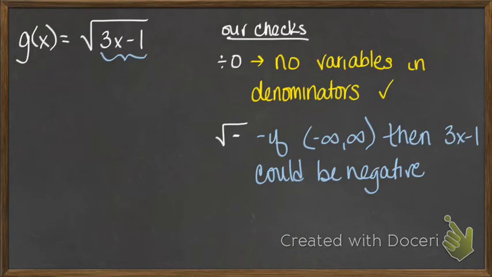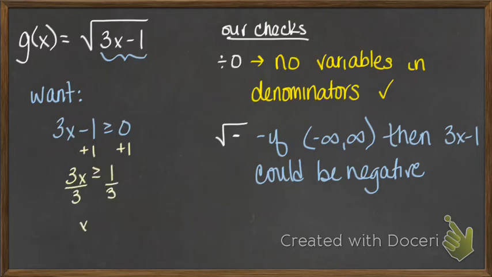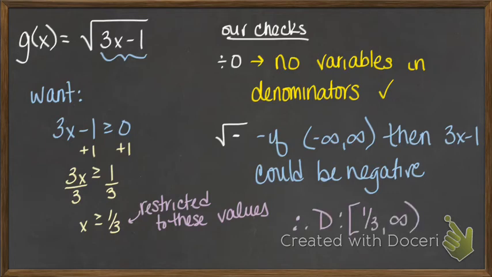If we were to allow all real numbers for values of x, at some point 3x minus 1 could equal a negative value. So we need to restrict it so that we don't get negative values, which means we want 3x minus 1 to only yield values that are greater than or equal to 0. So we'll write that. If 3x minus 1 is going to be greater than or equal to 0, that means that 3x is greater than or equal to 1, and x needs to be greater than or equal to 1/3. There's the domain we're looking for. That is the restriction we need to put on this function, and so our domain would be from 1/3 to infinity.